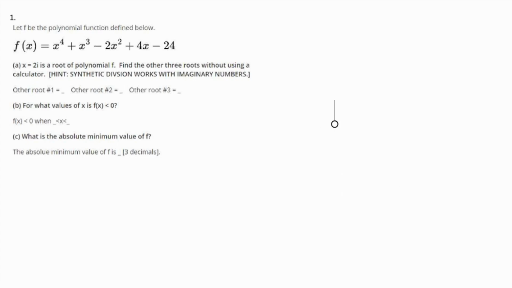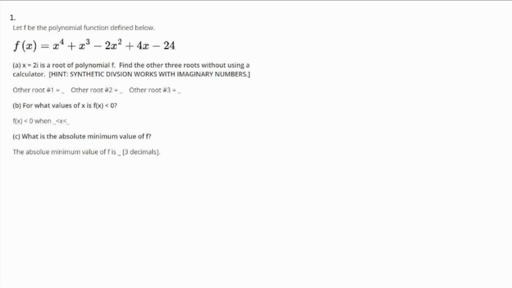And the first one is one we're going to want to work without using a calculator. And the point here is that you want to be able to work this one without a calculator, right? Because you might be asked to do it without a calculator, say on a test or something. So, if they're saying x equals 2i is a root of the polynomial f, find the other three roots without using a calculator. Alright. Well, the hint is that synthetic division works with imaginary numbers, which is not something that we've done yet up to this point.